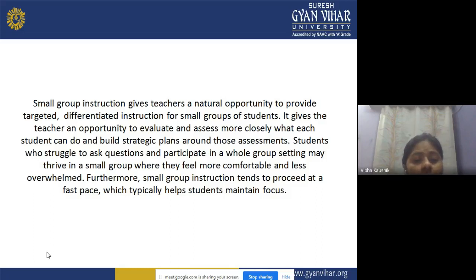It gives the teacher an opportunity to evaluate how they are learning, and to assess more closely what each student can do and how they can perform. The teacher can note their abilities and build strategic plans around those assessments. Now the teacher is working with each and every student. The teacher will be able to know these are their strengths, these are their weaknesses, these are their abilities. Keeping in mind their strengths, weaknesses, potentialities and abilities, the teacher will plan his teaching accordingly. The teacher will make strategies so that every student's need is fulfilled around those assessments.